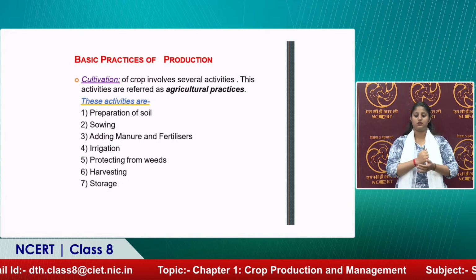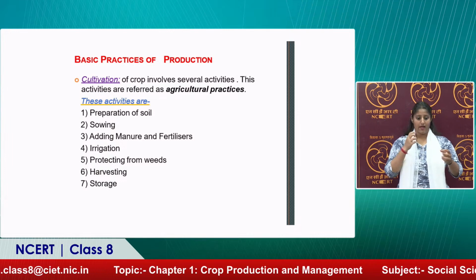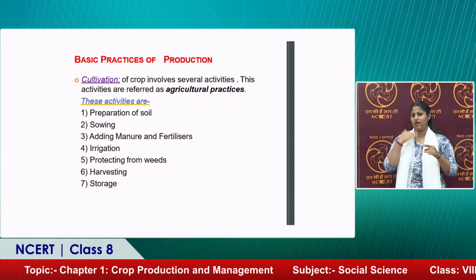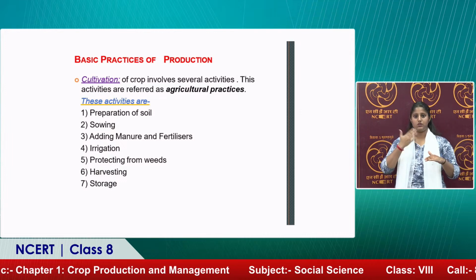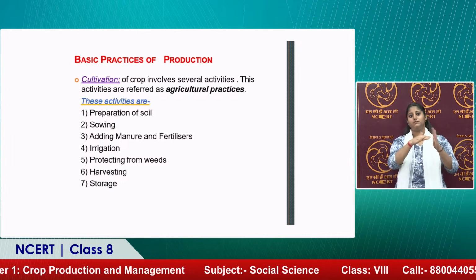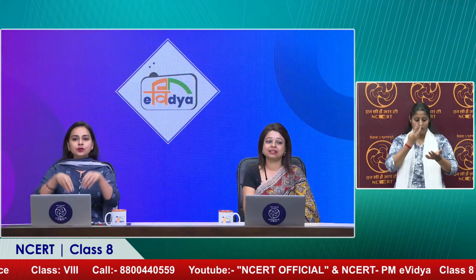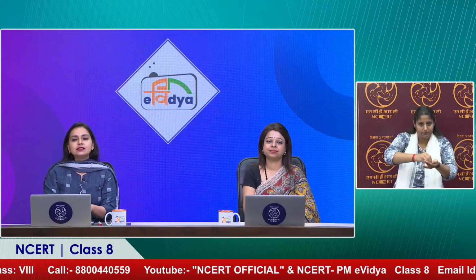So, ma'am, as a student, I would ask you, is there any tip for remembering these steps? When I was in school, I used to forget these steps. That's very easy. You just need to think of a plain ground. What do we do while we plant, say, a sapling? We dig a hole. Digging means we are preparing the soil. After digging, we put the seed or the sapling inside it. So that is sowing.